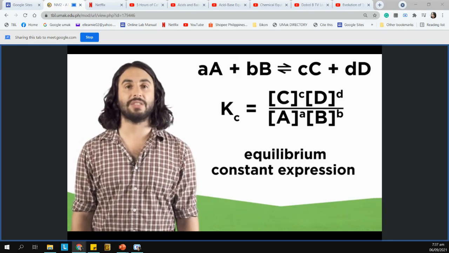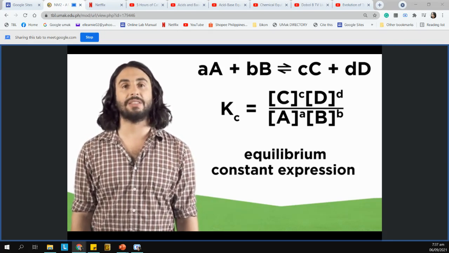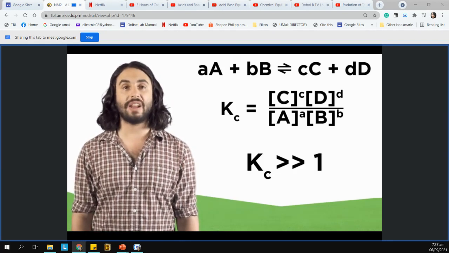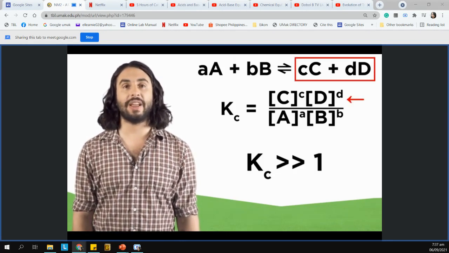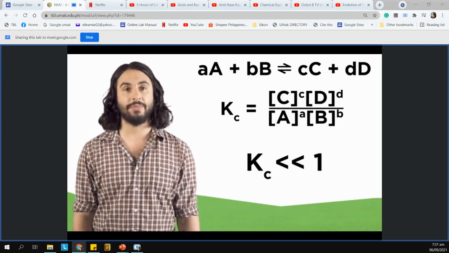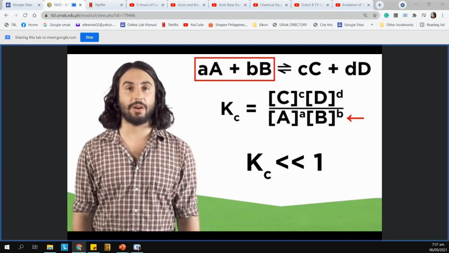One thing this constant tells us is whether the products or reactants are favored in the equilibrium. If Kc is much greater than 1, that means the numerator is bigger, so we are creating more products. If Kc is much less than 1, that means the denominator is bigger and we are creating more reactants.